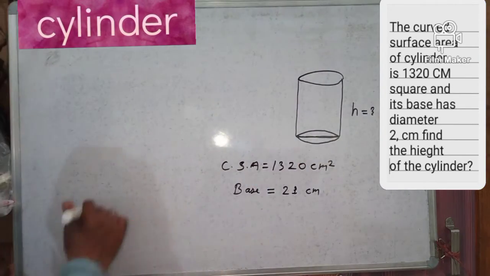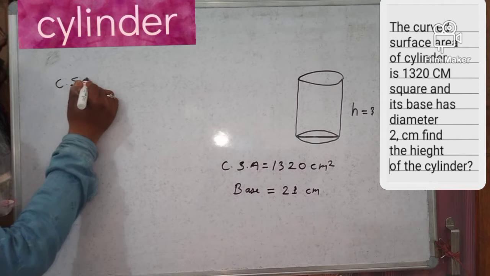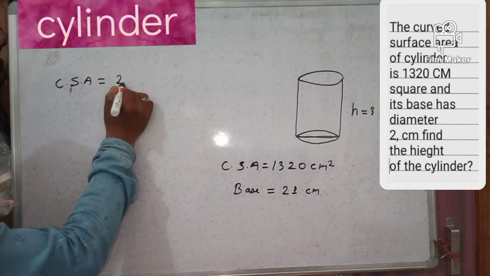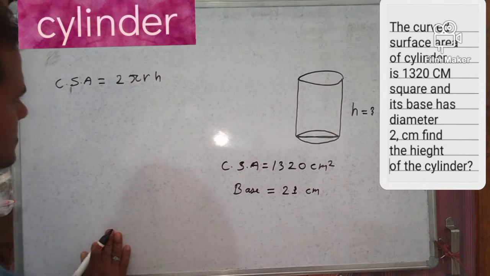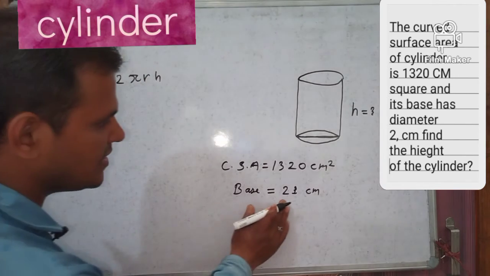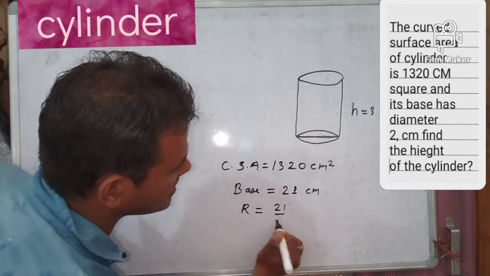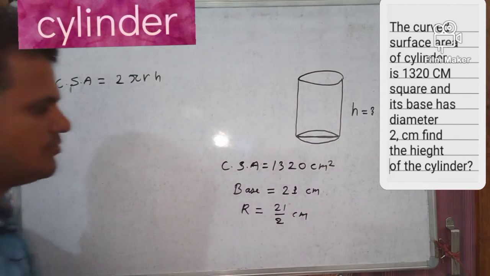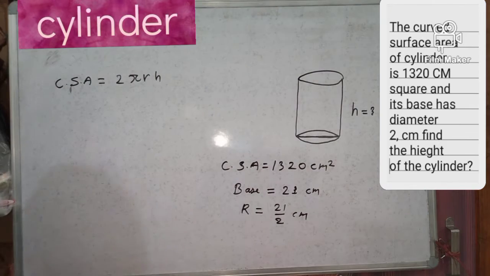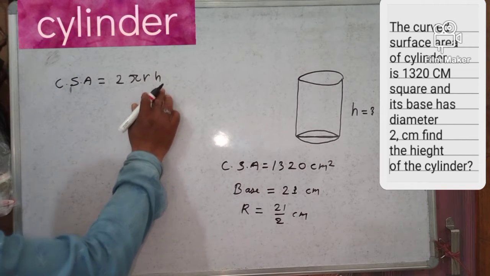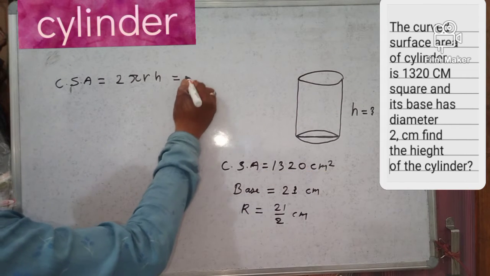Okay, so now see here, curved surface area is equal to 2 pi r h, right? And diameter is given, 21 centimeter. So radius will be 21 by 2 centimeter. Why? Because diameter is 2 times the radius. So now see here, 2 pi r h is equal to 1320 centimeter square.